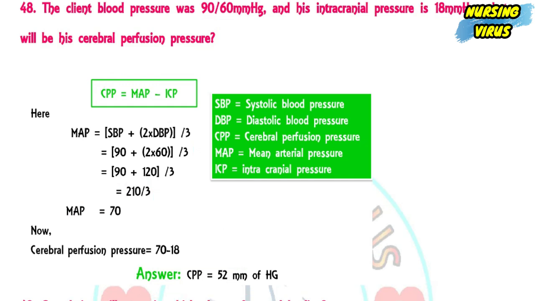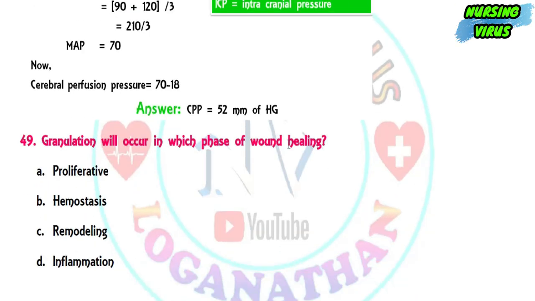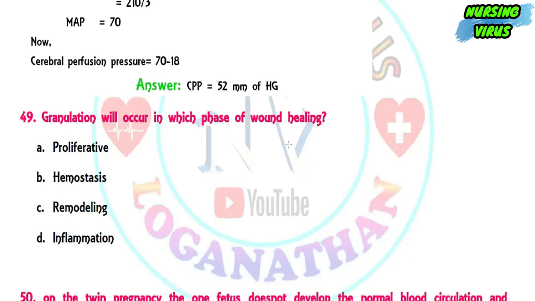So the correct option will be, the cerebral perfusion pressure is 52 mm of Hg. So the next one, the granulation will occur in which phase of wound healing? Proliferation, hemostasis, remodeling and inflammation. The granulation process will always occur in the proliferation stage itself.